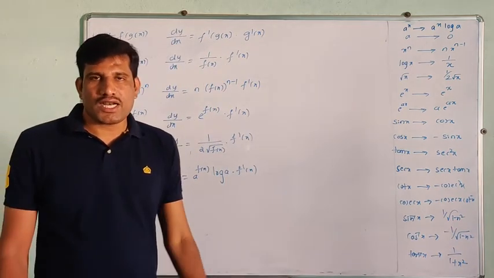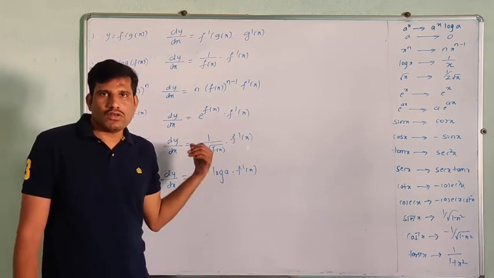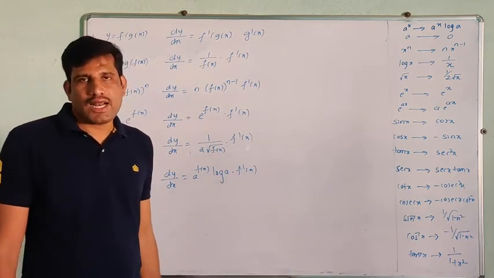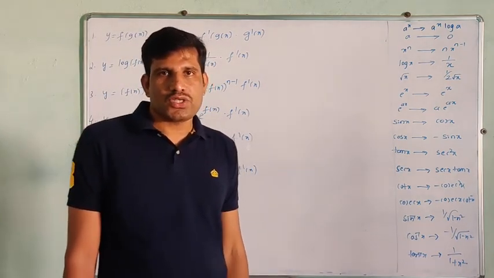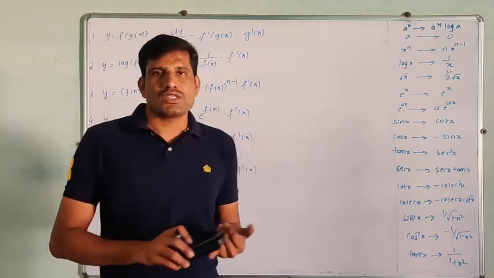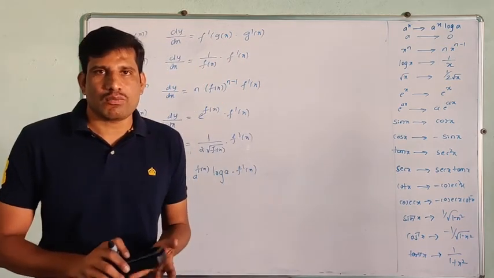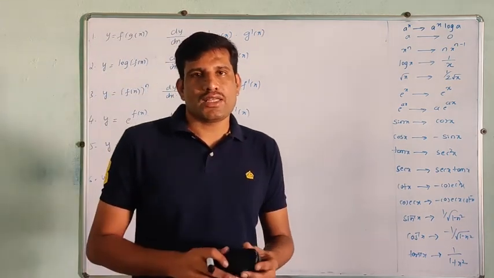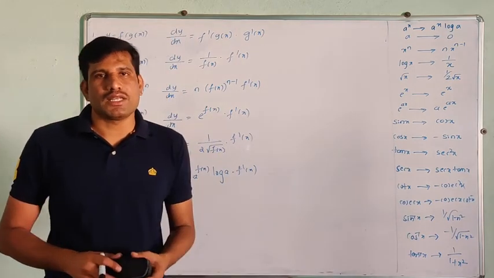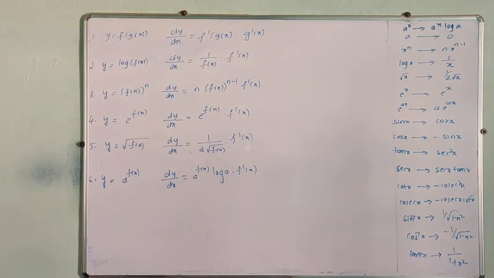So still we have not started NCERT problems. Once you understand all these theorems, that is all rules properly, then we can start problems in NCERT. So in the next class, chain rule is over, and we will start with product rule. Once we finish product rule and quotient rule, next we can start problems in NCERT. Is it clear? Okay, thank you.